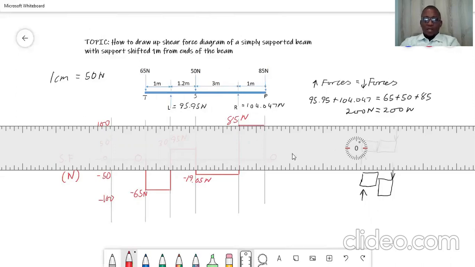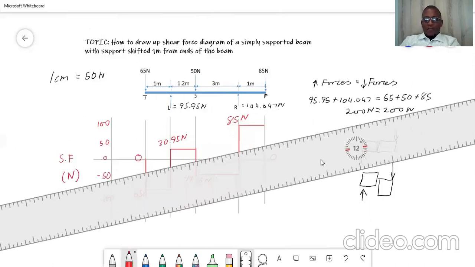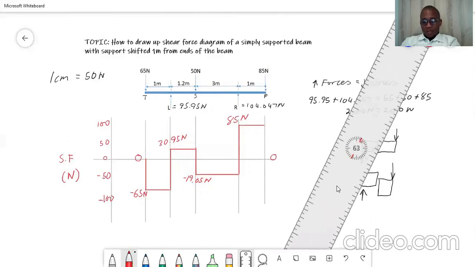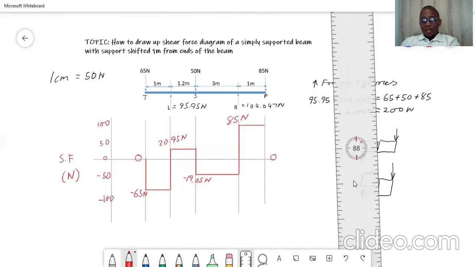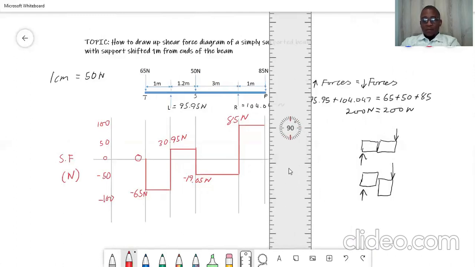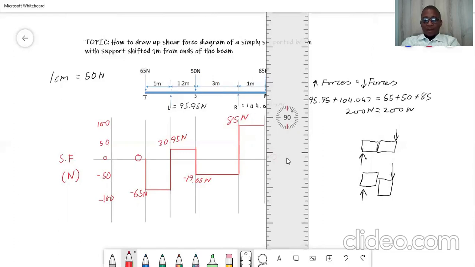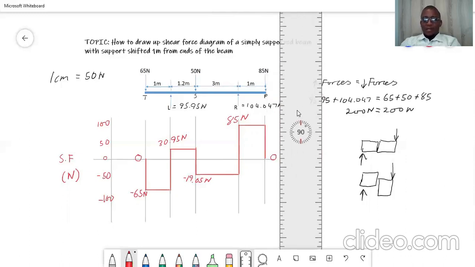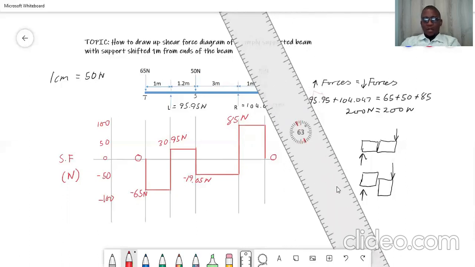So when you get to P, there's a force of 85. Remember now it's negative and we have positive 85. I hope your calculator is still showing positive 85, because you're just going to subtract 85 from 85, and that must give you 0, good people. So that's that. That is basically your shear force diagram, good people.